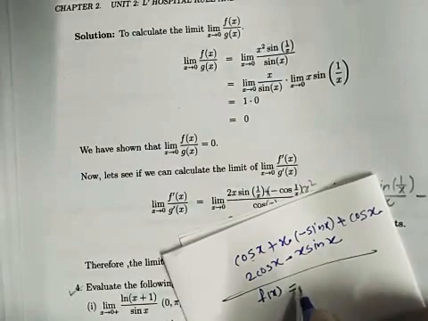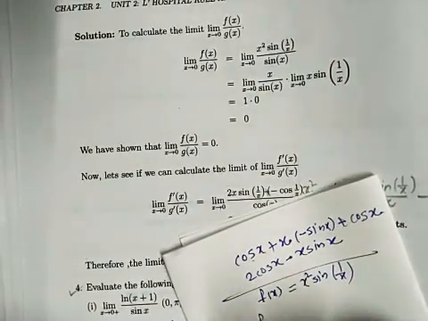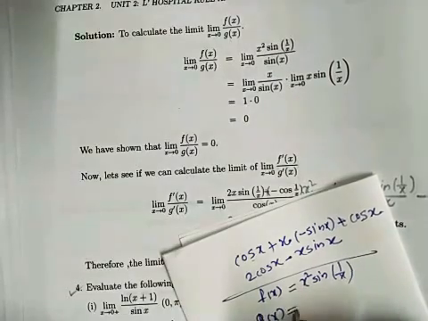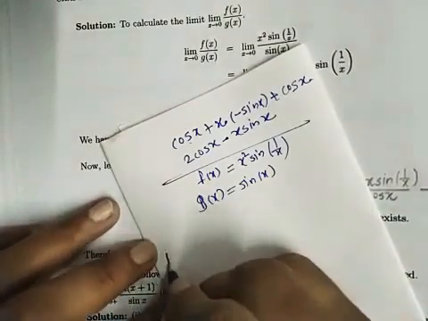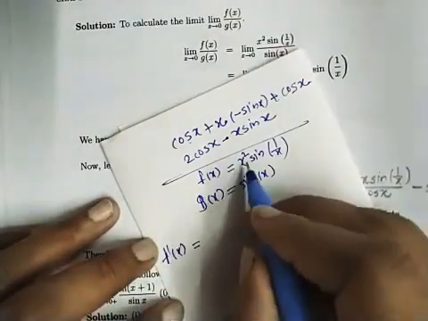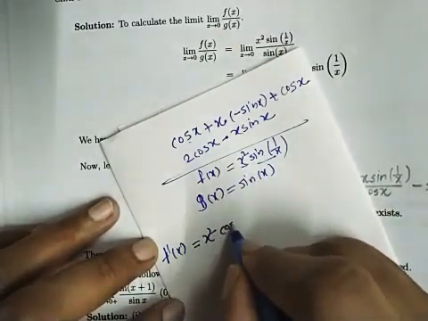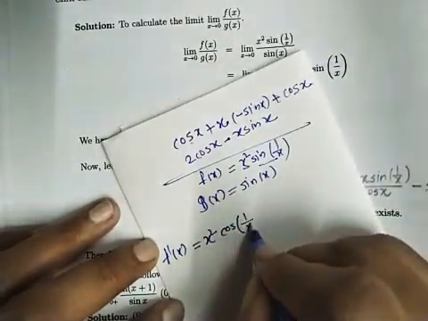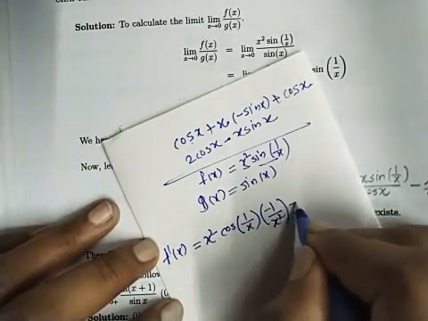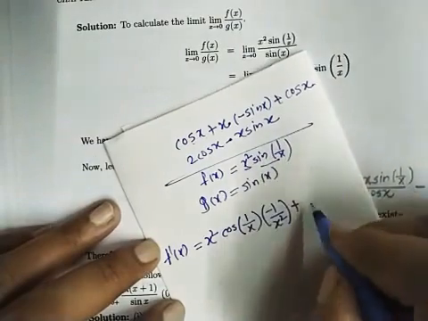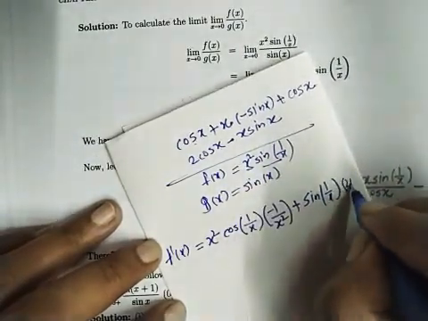f(x) is x square sin 1 upon x, and g(x) is sin x. So from f(x), what will be f dash of x? Using the u into v rule, x square as it is, derivative of sin 1 upon x is cos 1 upon x, again d/dx of 1 upon x is minus 1 upon x square, plus sin 1 upon x as it is, derivative of x square is 2x.